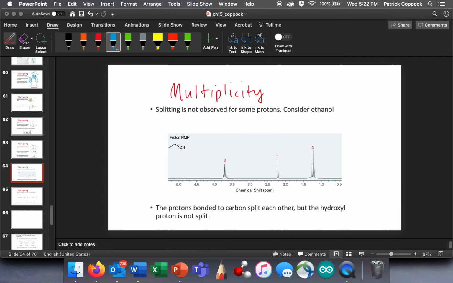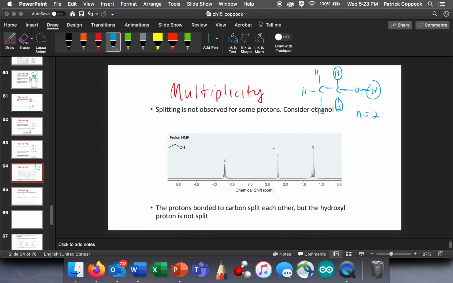Okay, I do want to add one slide here to this last conversation about multiplicity. It turns out the splitting is not always observed, all right? So, for example, with ethanol, you've got this proton here, and you go, well, look, its neighbor then, watch, 1, 2, 3. There's a neighbor, and there's a neighbor. So this guy should have 2 neighbors, right? N is equal to 2.